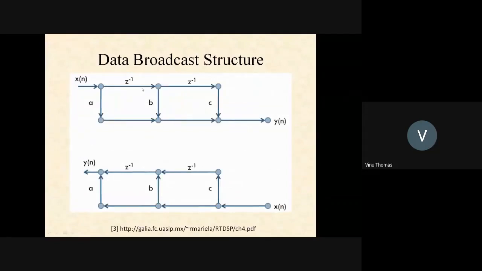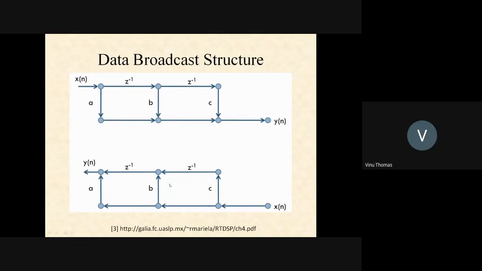So this is your delay chain, and you take taps from the delay chain. The taps are A, B, and C. You add these, so this is Y of n, this is X of n. This is your direct form, or a tapped delay line, or transversal delay line. And to take the transpose of this structure, what you have to do is reverse the direction of all the arrows. So here you had an arrow, you'll put an arrow like this.